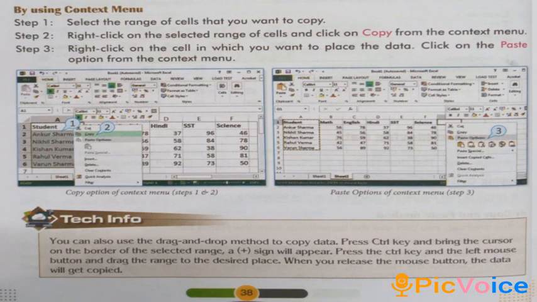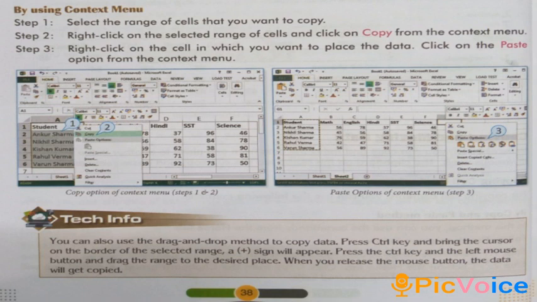By using context menu. Step 1, select the range of cells that you want to copy. Step 2, right click on the selected range of cells and click on copy from the context menu. Step 3, right click on the cell in which you want to place the data. Click on the paste option from the context menu.